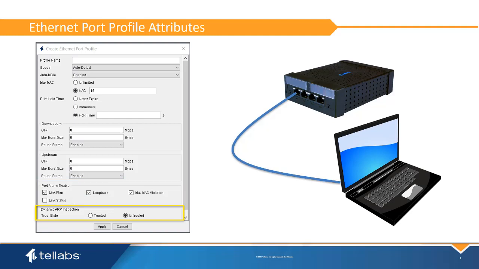Dynamic ARP inspection enables or disables link traps on the port. Setting DAI to untrusted on the port will have all ARPs inspected. Trusted ports will bypass all ARP inspection checks.